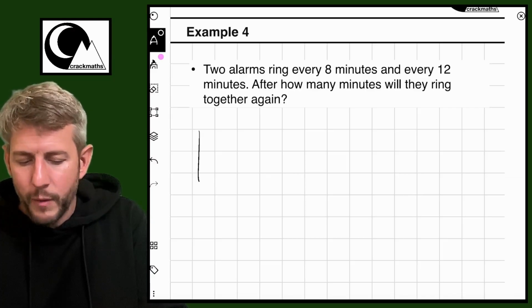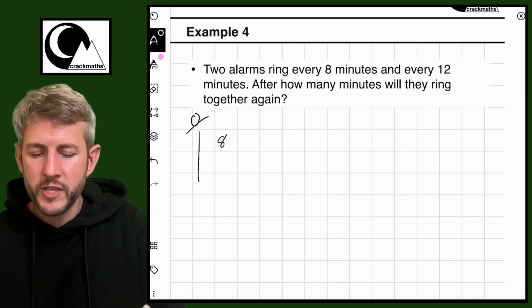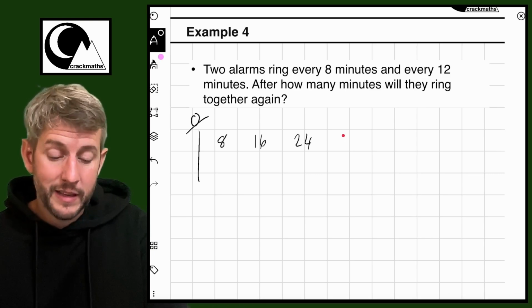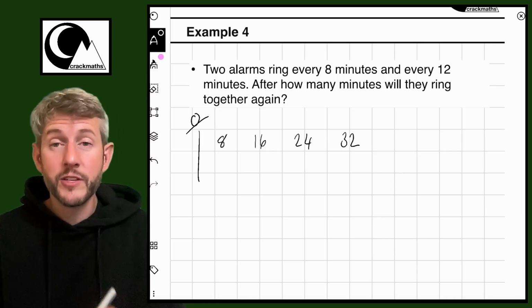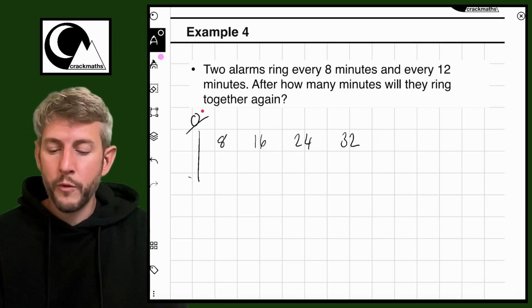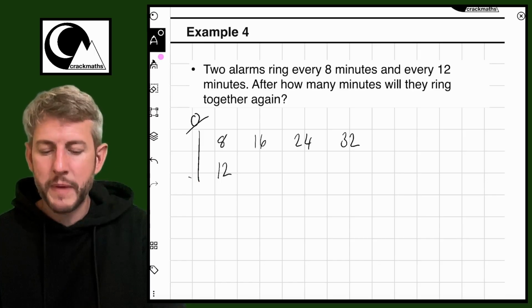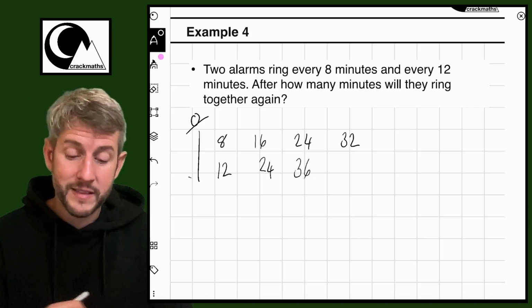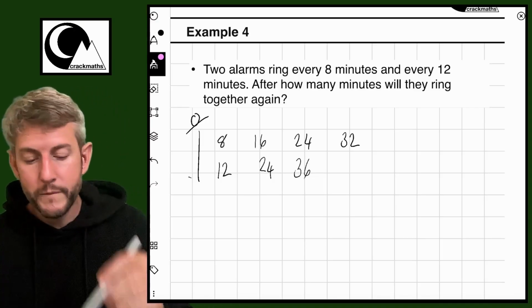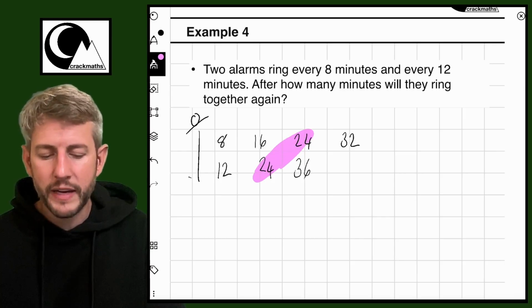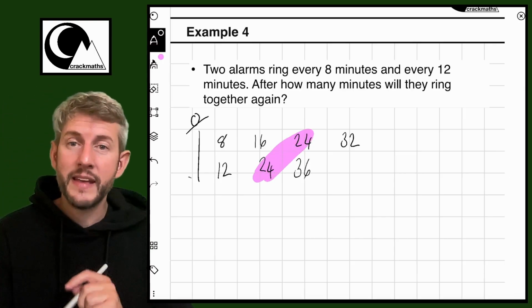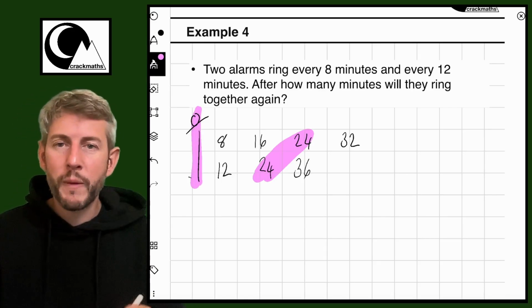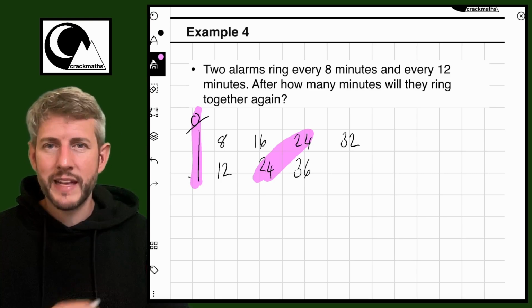So remember, if we think about hour 0 here, we're going to get a ring for the first one at 8 minutes past, at 16 minutes past, at 24 minutes past, at 32 minutes past. I'm going to stop there and do the 12s. If the 12 rang here, we'd then get another ring at 12 minutes past, another ring at 24 minutes past, another ring at 36 minutes past, because that's every 12 minutes. But I didn't need to go up that high, because I can see we've got a common value here. So the two alarms will ring first together at 0, and then they'll both ring again together 24 minutes later. And that's that.